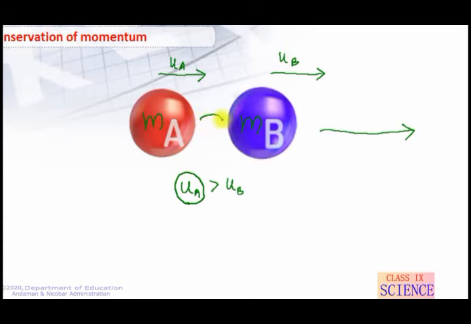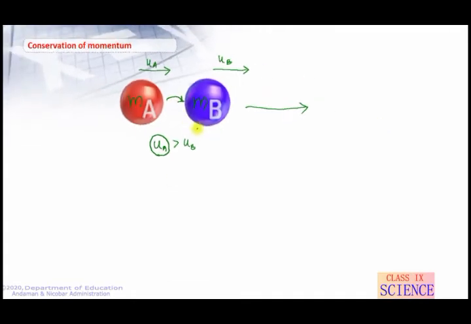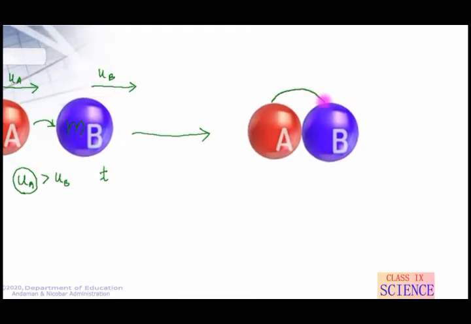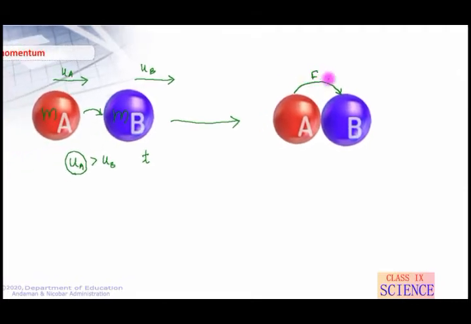When A collides with B, for some time, we can take the time as t. When ball A collides with ball B, at that point what will happen? Force will be exerted on ball B. This force can be written as FAB. This indicates that during collision, force is exerted on B.